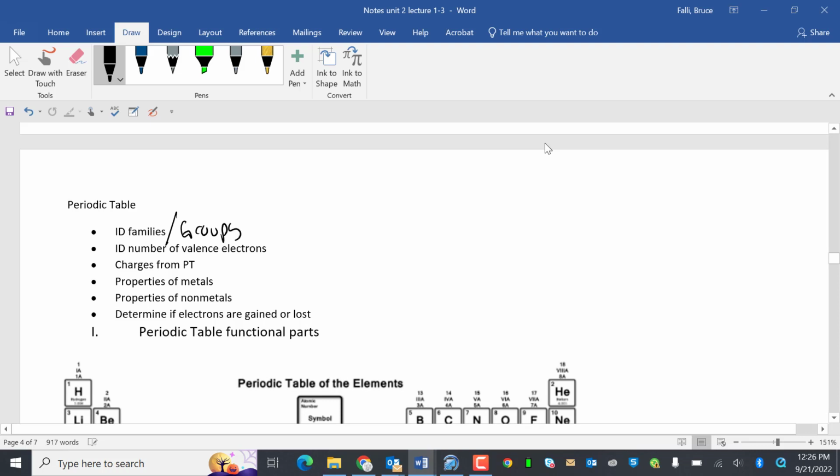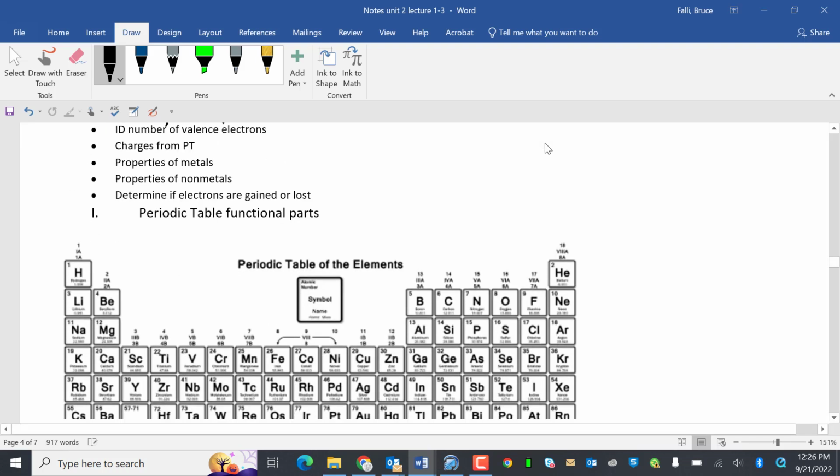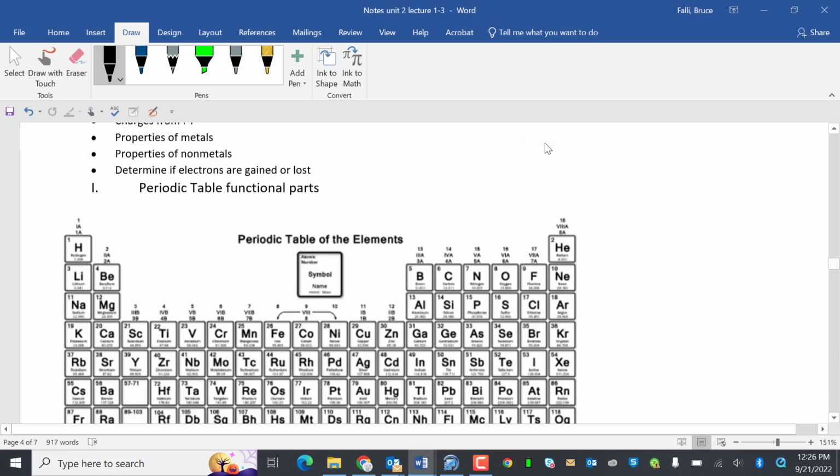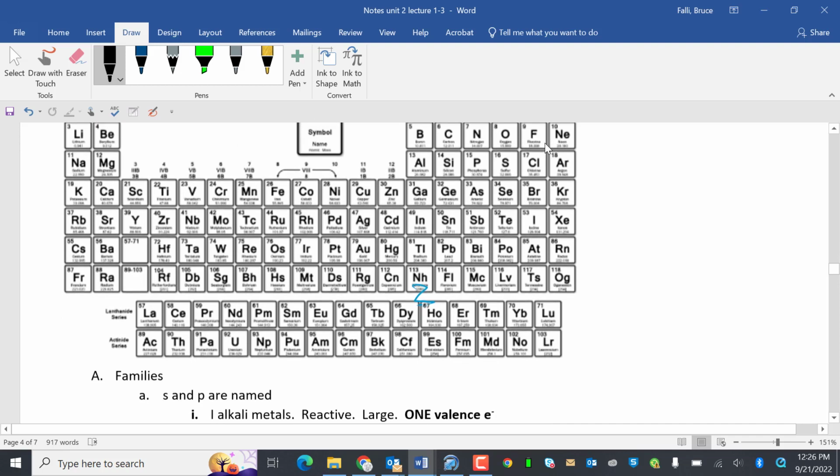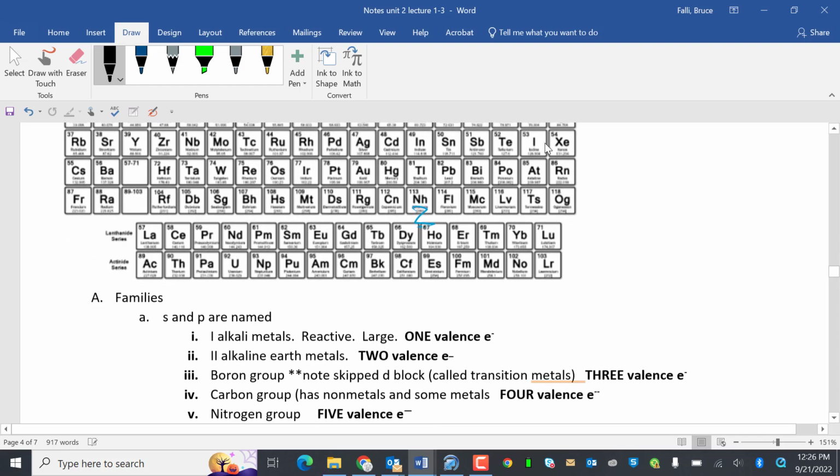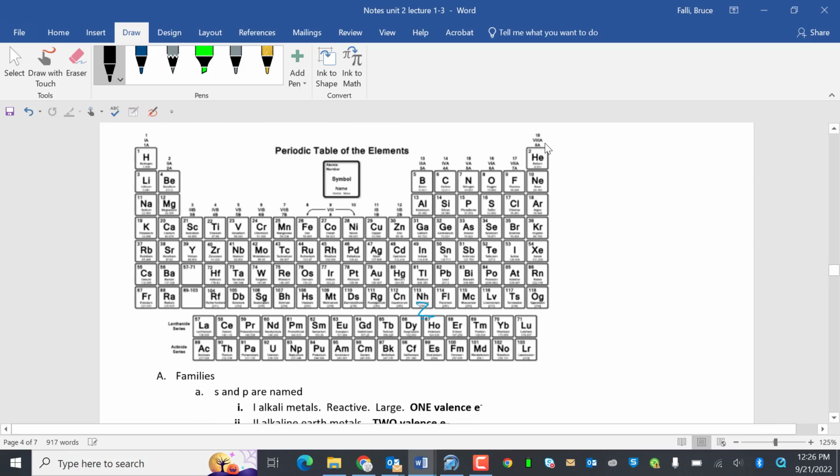I don't know that this is even all that real, but a group is a number and a family is a name. So we'll go through that pretty quickly. So here's our periodic table and the functional parts. So families, S and P are named. So I'm going to zoom out of this a little bit.